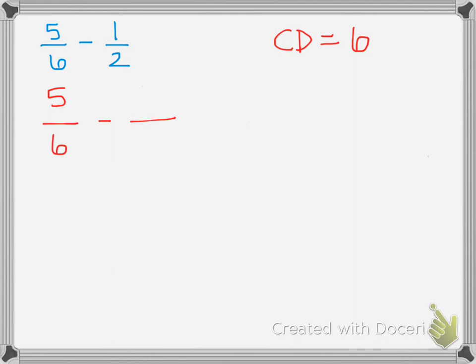My second fraction, however, 1/2, needs to be adjusted. I need to fix it so that it has a denominator of 6. So 2 times what gives me 6, and that would be 3. I multiply the bottom by 3 in order to get my common denominator. And because I multiply the bottom by 3, I also have to multiply the top by 3.